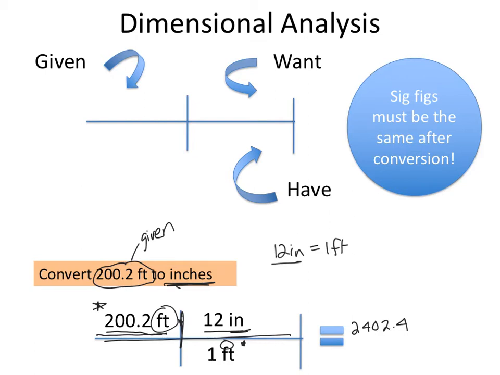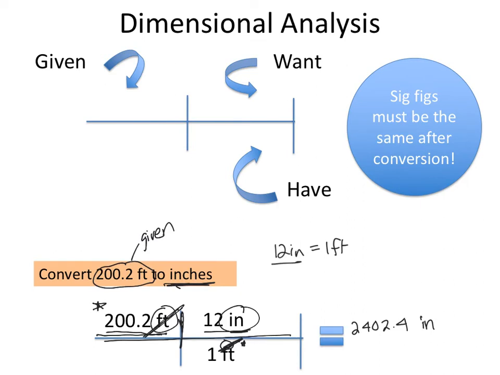The next thing we're going to do with dimensional analysis, because of the setup, is something called a unit evaluation. Units that match on top and bottom can cancel out. So I have feet here, I have feet down here. What units are left over? That is inches, and that's what we want to be in.